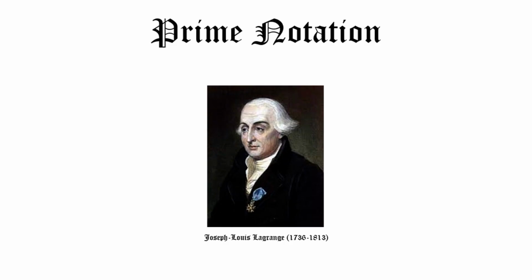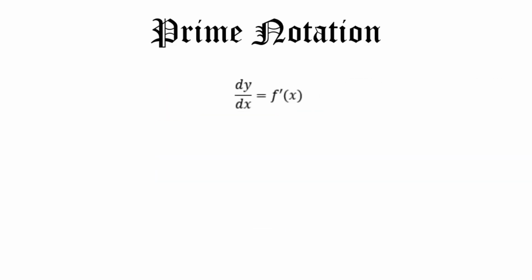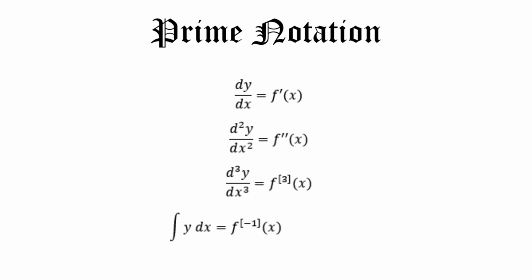Prime or Lagrange notation depicts the function f of x with a prime mark to show the derivative. Like Newton's notation, more marks, or sometimes numbers in parentheses, can be used to express higher-order derivatives. Negative numbers represent antiderivatives, or integrals. This notation also borrows Leibniz's integral symbol to show this. Lagrange's notation is by far the most used in modern mathematics. It takes the best of both Leibniz and Newton's notations and shows this information in a clean, compact way.